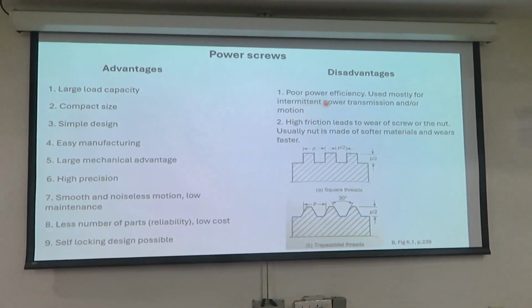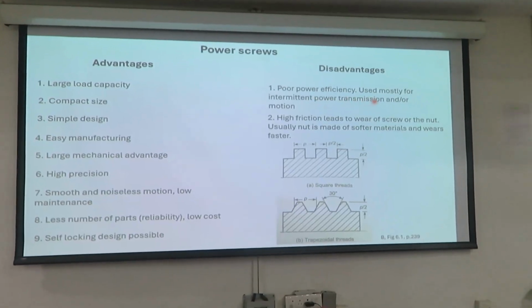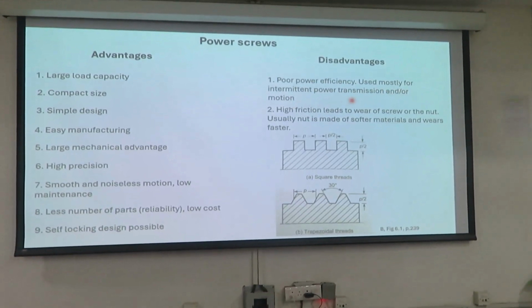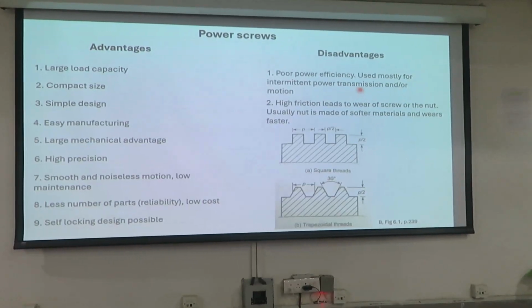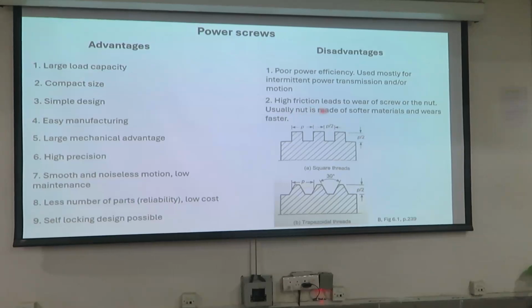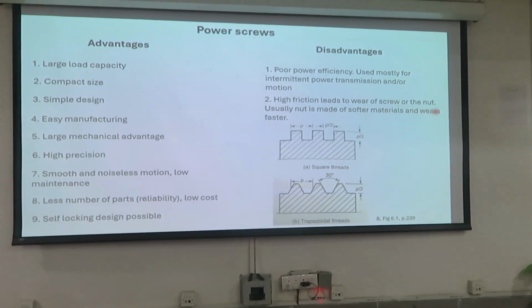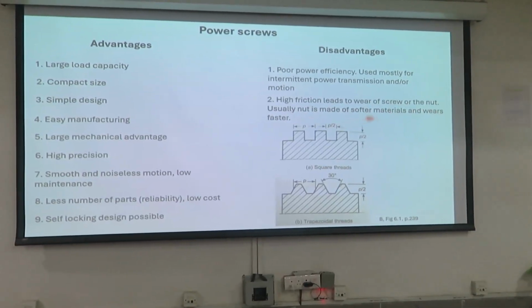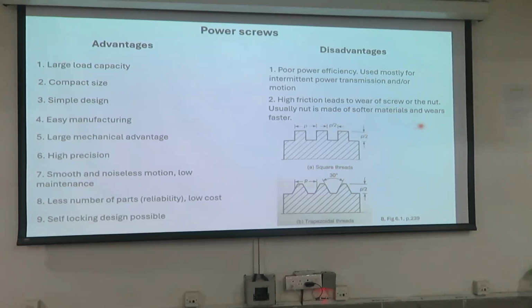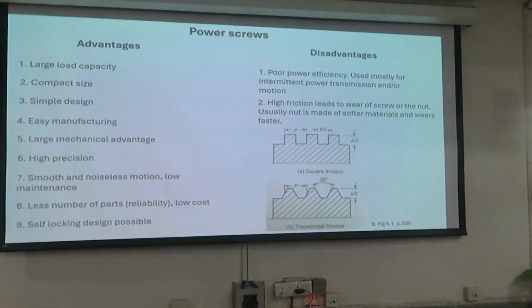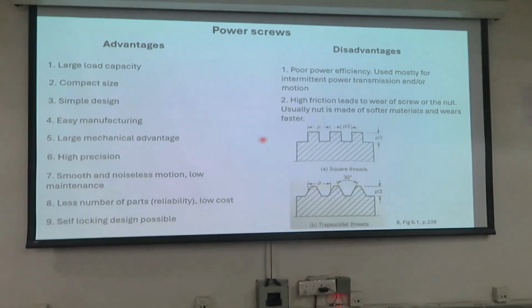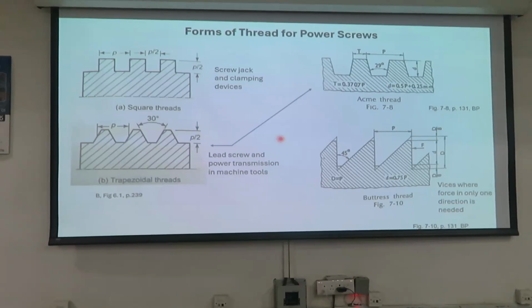But the disadvantages are poor power efficiency, and it is used mostly for intermittent power transmission. So we do not use it for a continuous power transmission mechanism. High friction leads to wear of the screw or the nut. Usually the nut is made of softer material and wears faster. So these are disadvantages, but the advantages are quite many, and we do use this power screw.